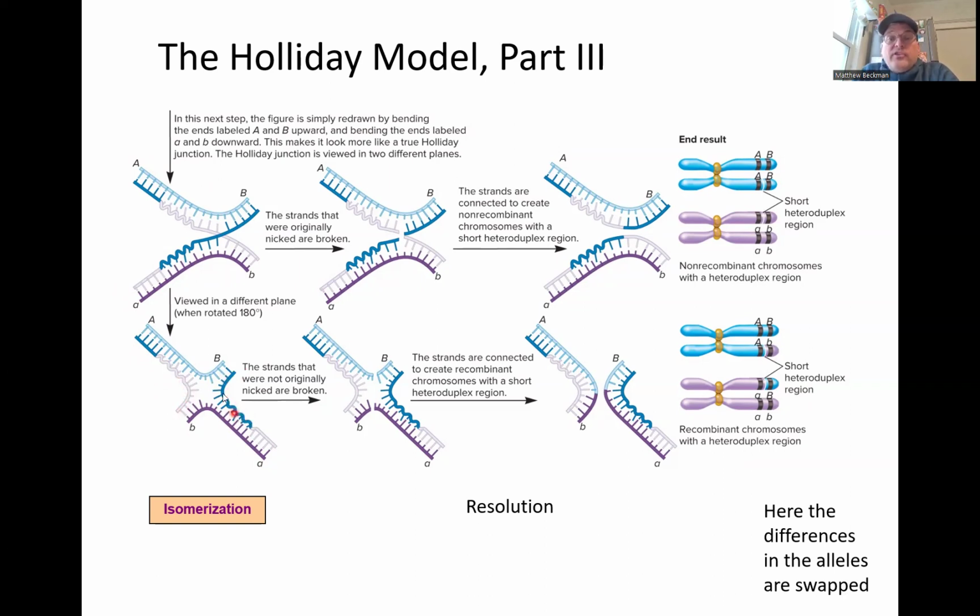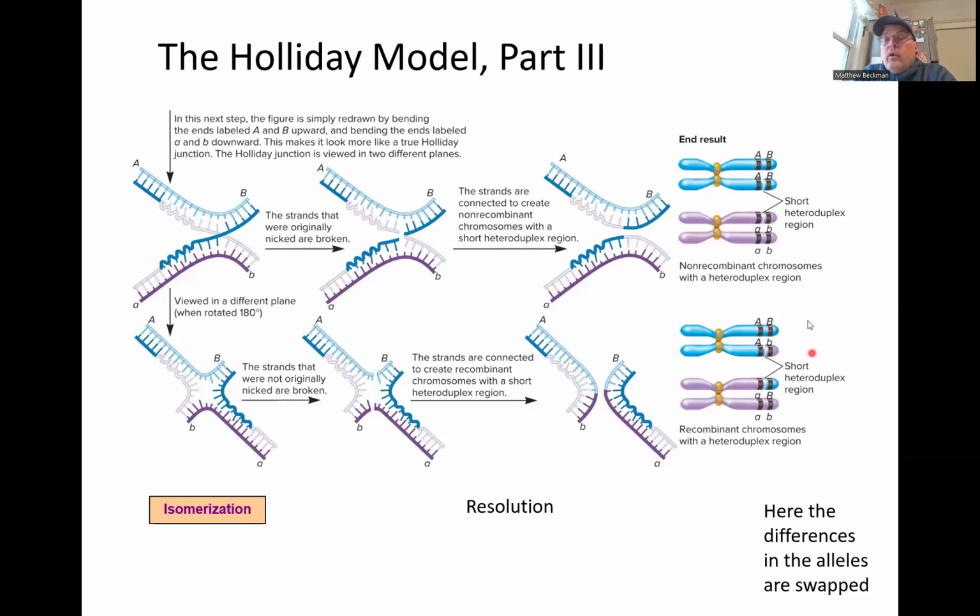And so now imagine a scenario where this gets cut in this dimension. So instead of cutting it here, we're going to cut it here. And now if we resolve that, ligase has to come in and link this purple to this light blue, to this purple, and ligase or another enzyme would have to link this up. And so what we get is big A, little b, big B, little a.